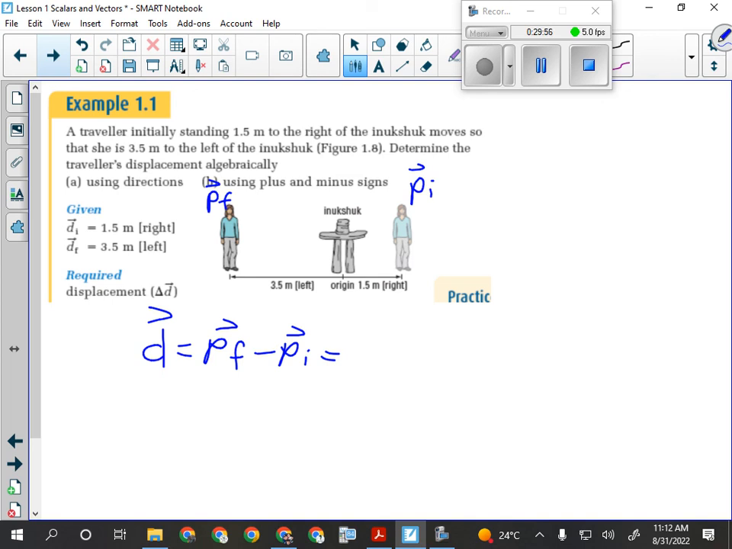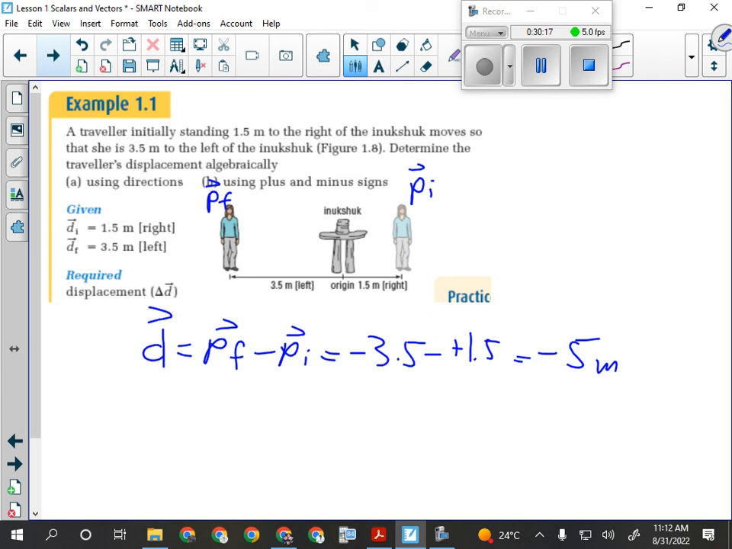Positive and negative. Okay, so this looks like this. Negative 3.5 minus positive 1.5, which is negative 5 meters. Okay? Now, if that was a question on a quiz, would you leave it as negative 5 meters, or would you write 5 meters left?